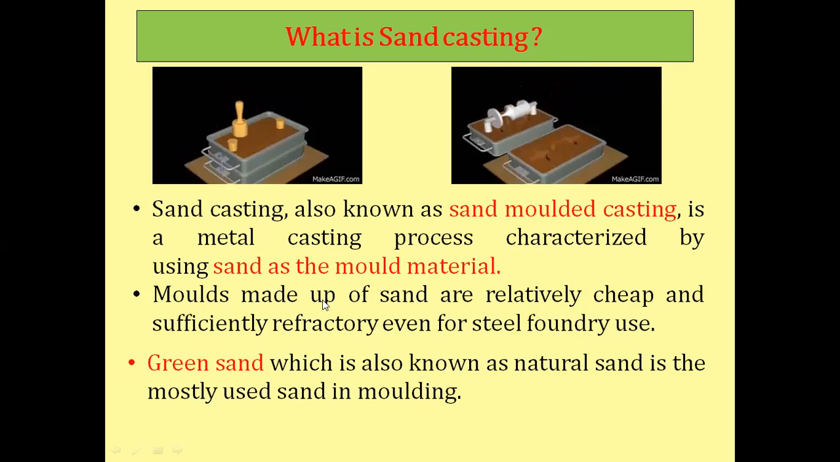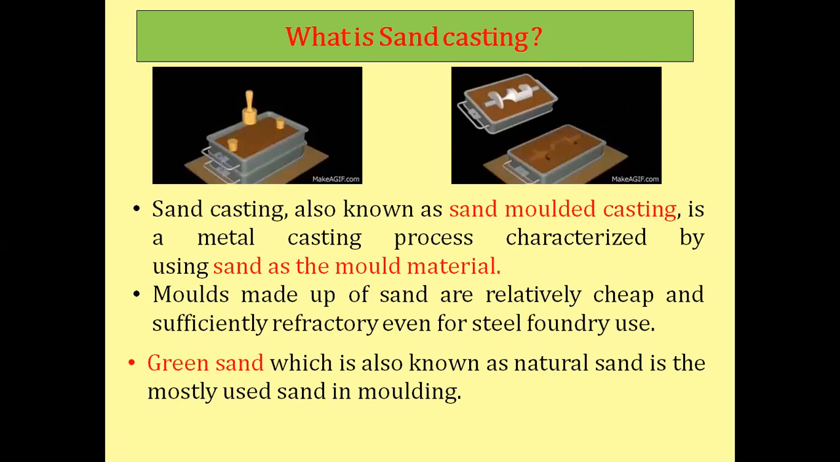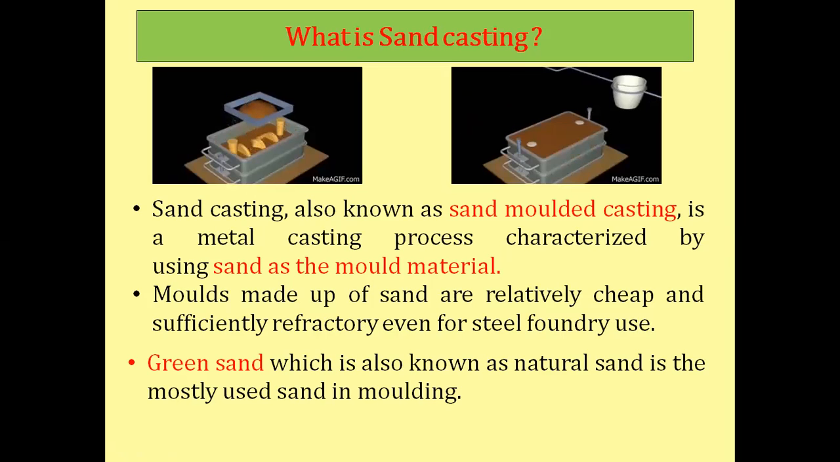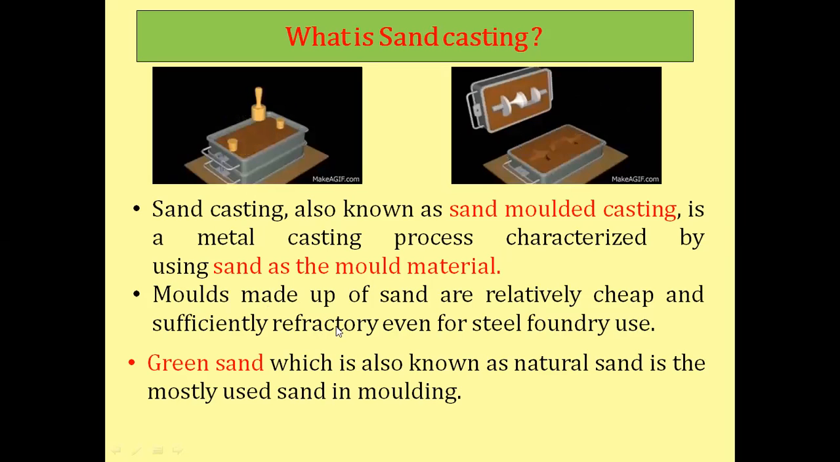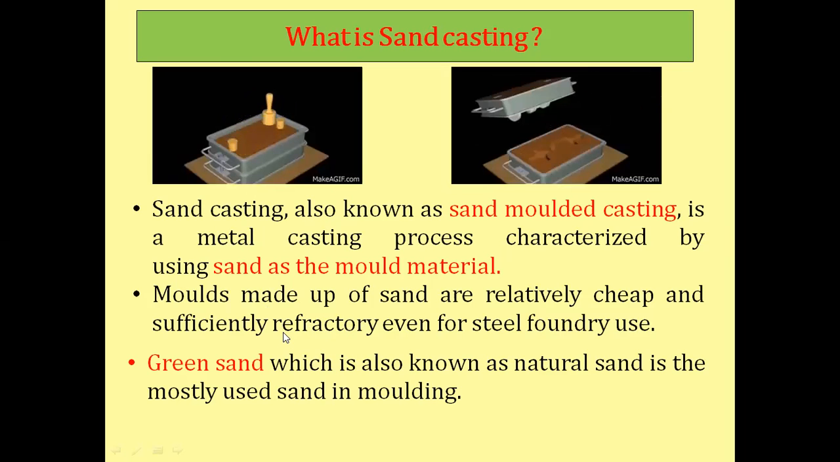So molds made of sand are relatively cheap and sufficiently refractory even for steel foundry use. What is a refractory material? A refractory material is a material which will withstand high temperature without changing the characteristics of that sand. That is called refractory sand or refractory material. Even at 1100 degrees Celsius, or up to that temperature, the sand will withstand without any physical and chemical changes in that sand. That is called a refractory.